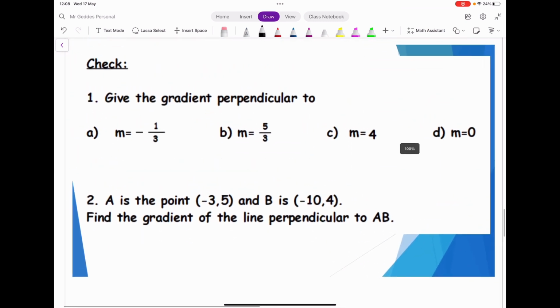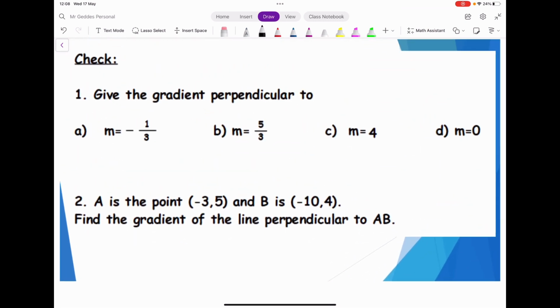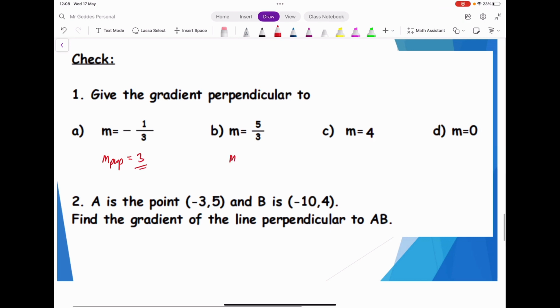Here are some questions for you to have a go at. You can pause it and then come back and I'll give you the answers. Okay, the answer for the first one is the perp gradient is 3. Flip it and change the sign. The perpendicular gradient would be -3/5.